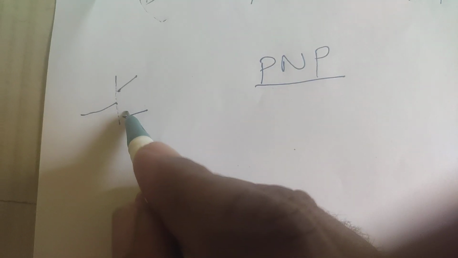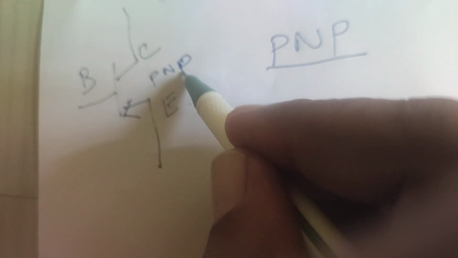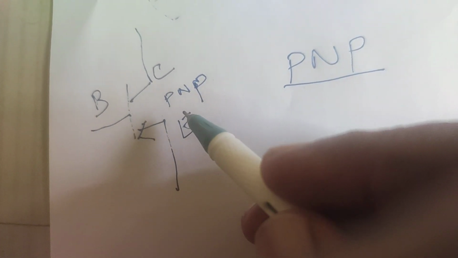PNP. PNP means the arrow is inside. Okay. P in means inside, so the arrow should be inside. Okay. So this is base. This is emitter. This is collector. This is a PNP transistor. PNP, in means the arrow is inside. So this is the symbol of the BJT PNP transistor.